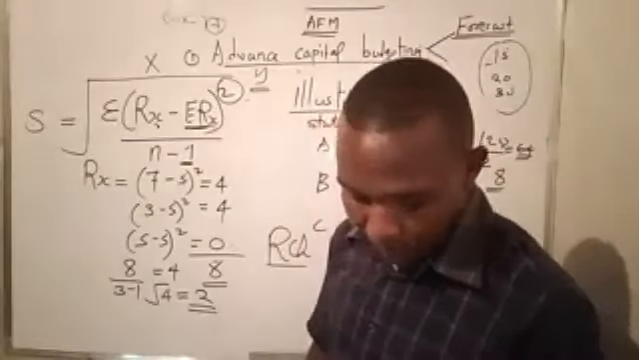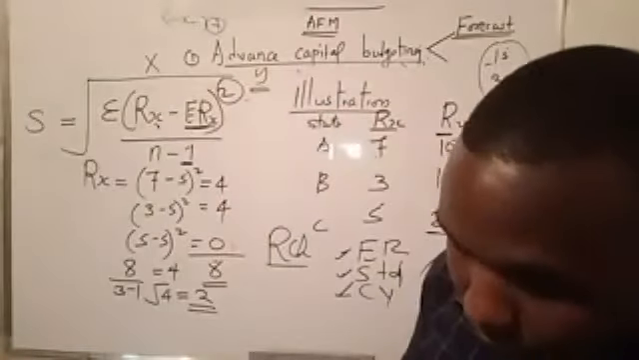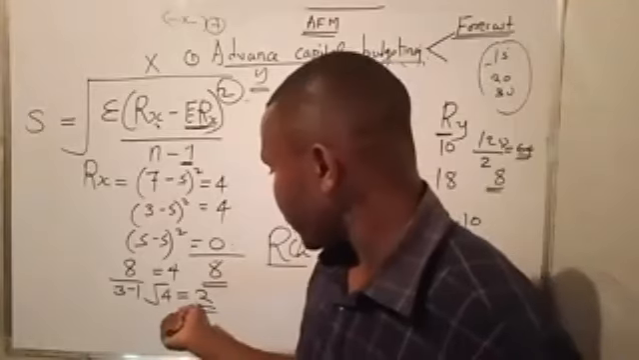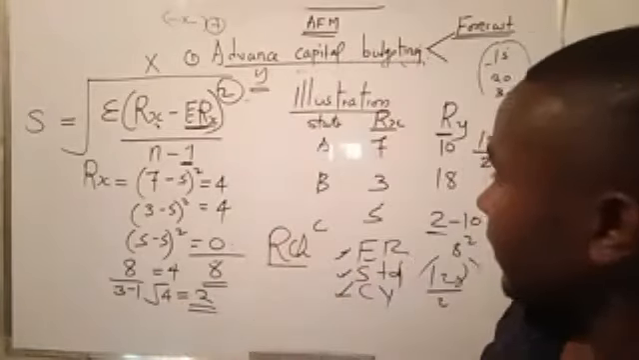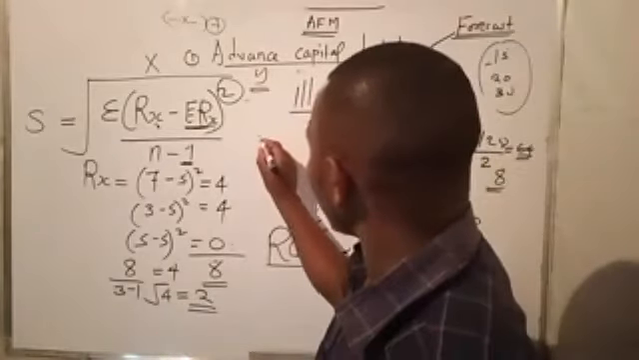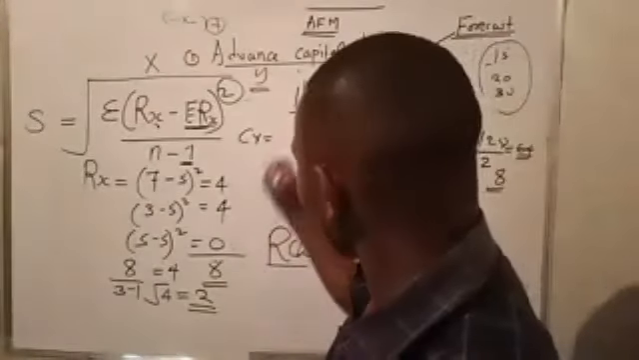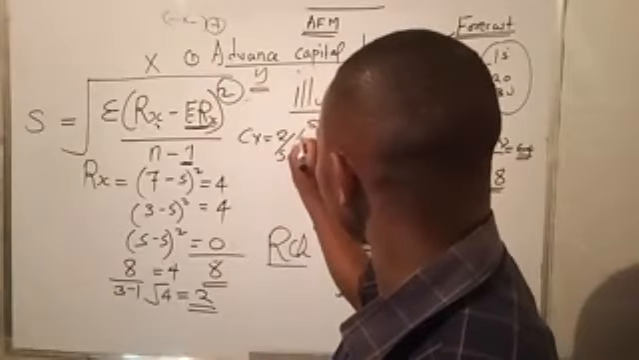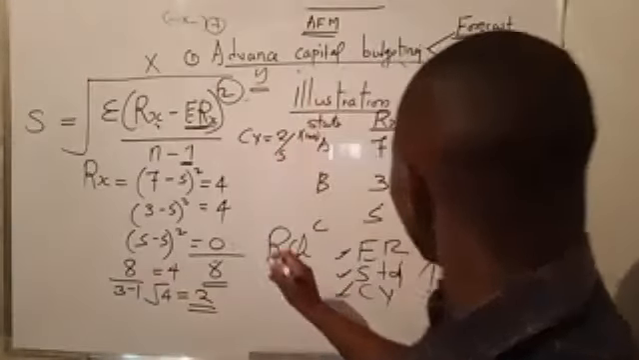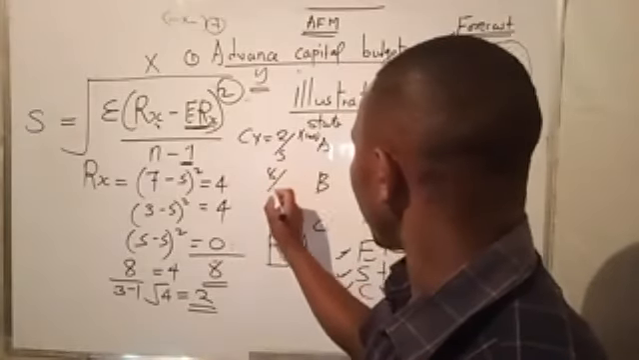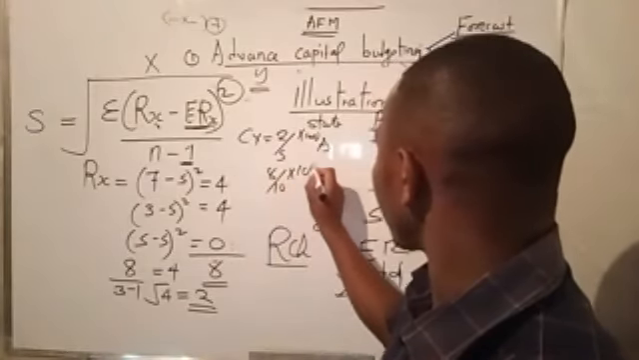So that is how to get the expected return, standard deviation, and coefficient of variation. You just take the standard deviation and divide by the expected return. For the first one, the CV: you take the standard deviation, which is 2, divide by 5, times 100. The next one is 8, we divide by 10 times 100 to give us the CV.